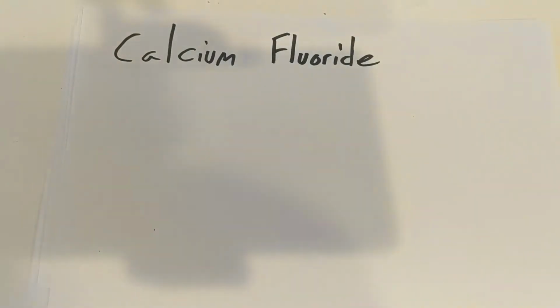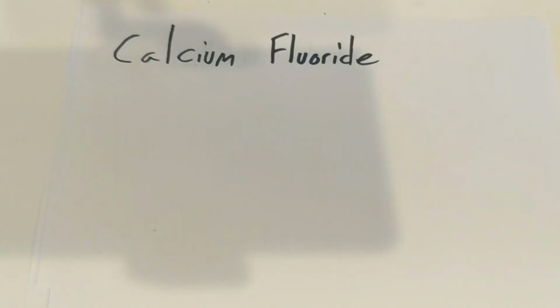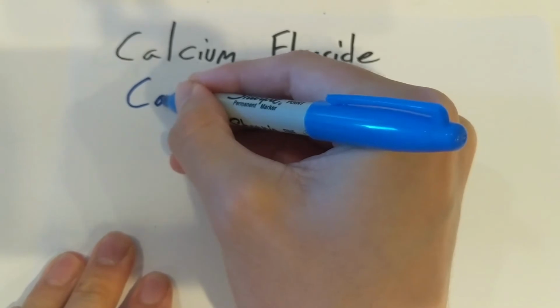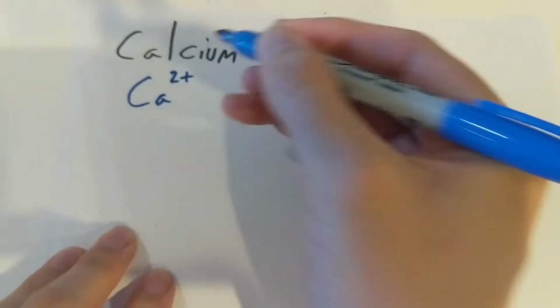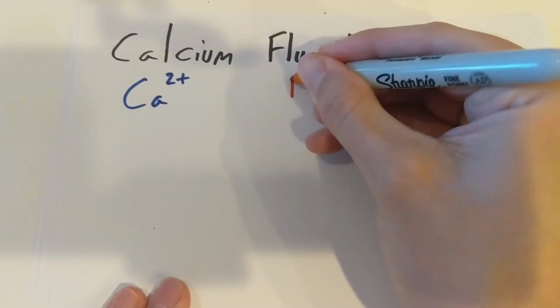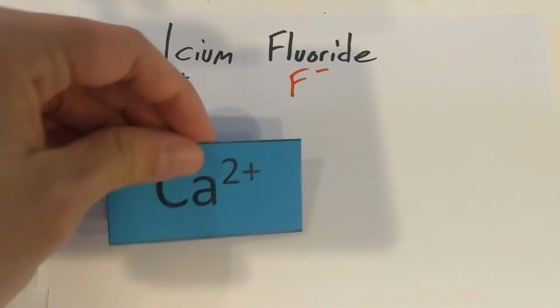In this video, we're going to be writing out formula units based on the name written out like this. So the first thing we have to do is figure out what the charges of these ions are. So we know calcium is in group 2, so it has a 2 plus. And fluoride is in group 17, so it has a 1 minus. So we can get both those out here.